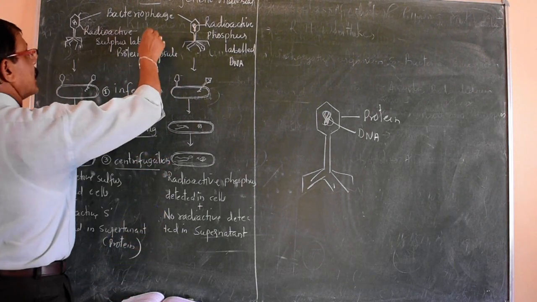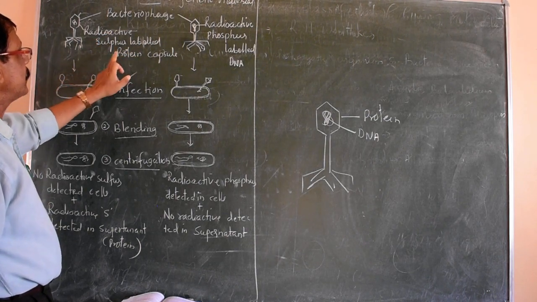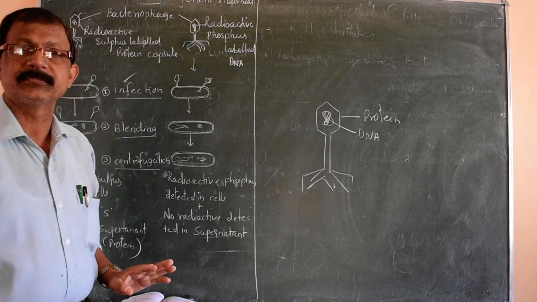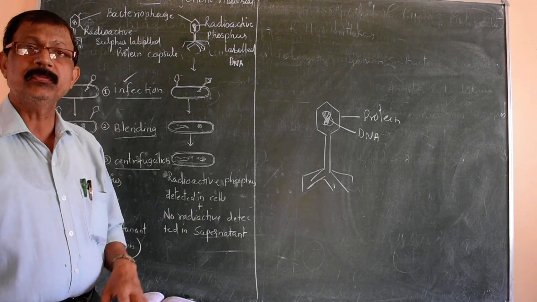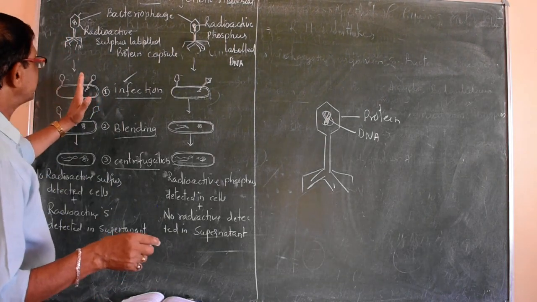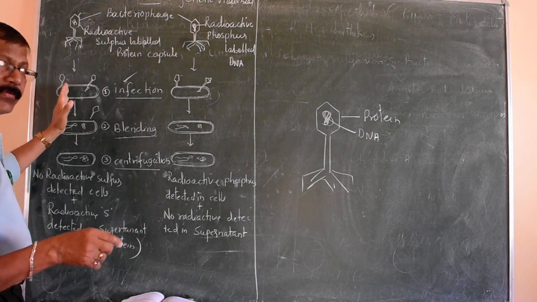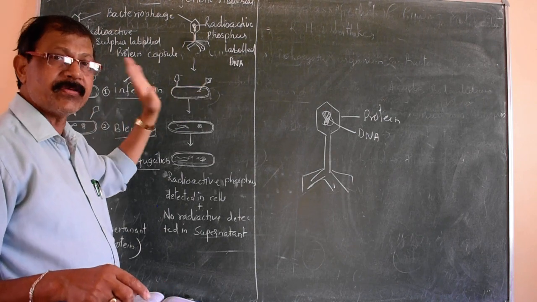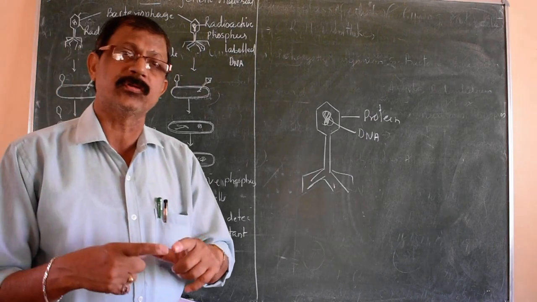Now further they are allowed to infect. See, one has a radioactive sulfur labeled protein capsule and the other a radioactive phosphorus labeled DNA. Got it? So two different bacteriophages are allowed to infect two different bacteria, E. coli. To this bacteria the radioactive sulfur labeled protein capsule containing bacteriophage infects, and to this bacteria the radioactive phosphorus labeled DNA containing bacteriophage infects. Infection means giving it attachment, that is what they call infection.